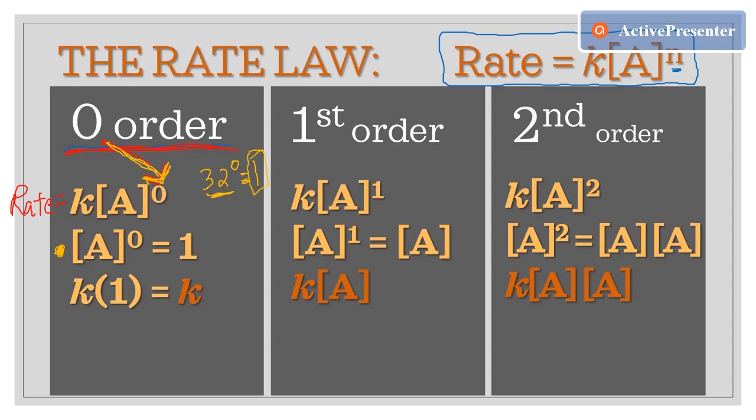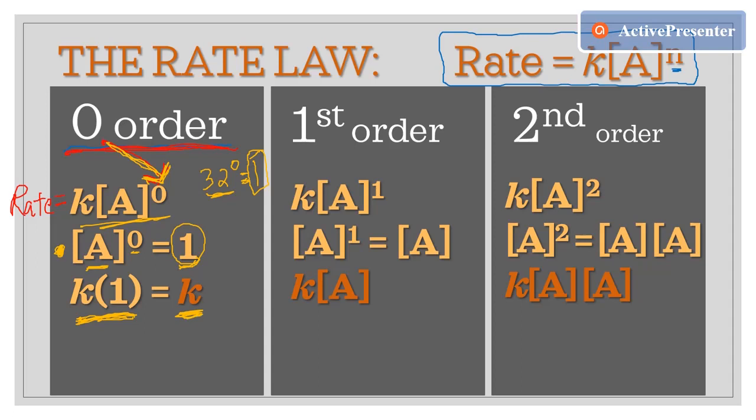So in the 0 order, the reactant, A in this case, is to the power of 0. So that means that the concentration of A equals 1. So when we plug this 1 back into the formula, k times the concentration of A to the power of 0, all we're doing is saying k times 1, because A to the power of 0 is 1. So k times 1 is what?